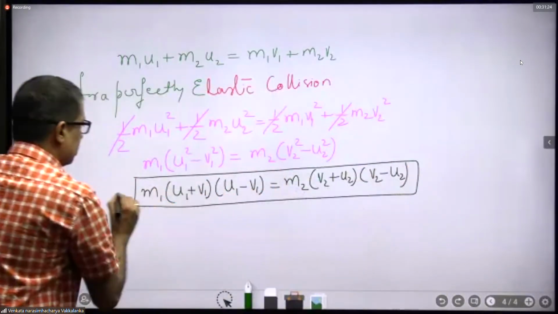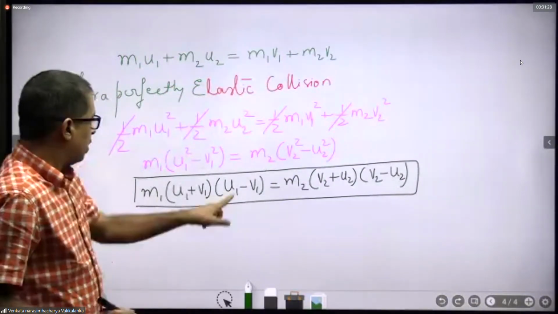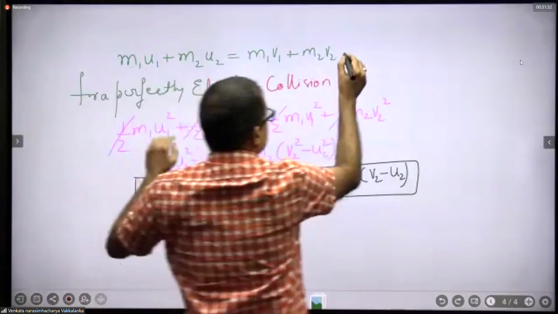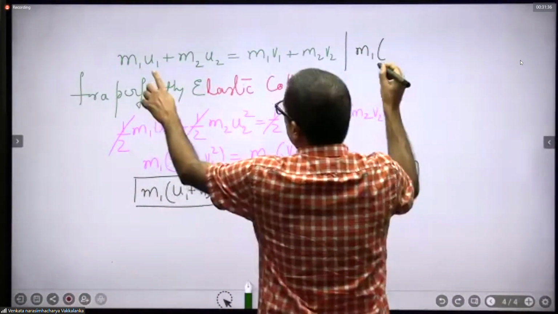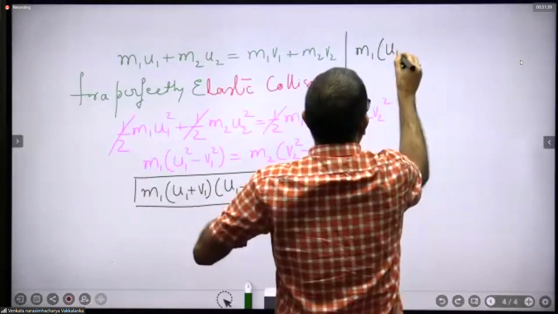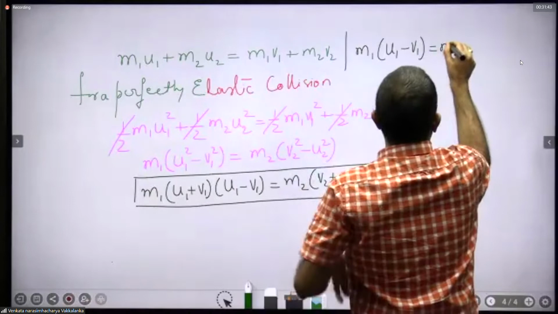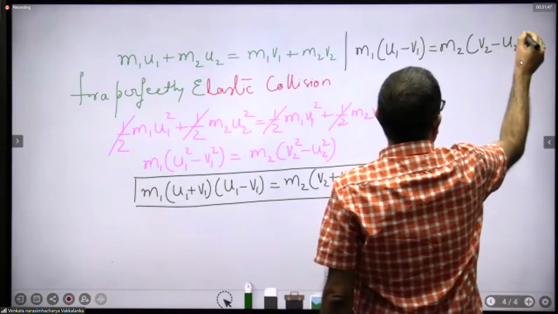Divide these two equations. Now bring this to the left. I want U1 minus V1. So U1 minus V1. See what I do to this equation. M1 into U1 minus V1 is equal to M2 into V2 minus U2.